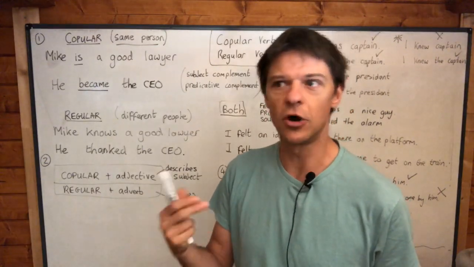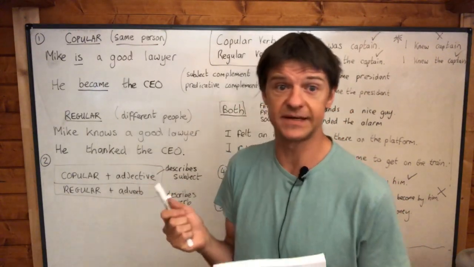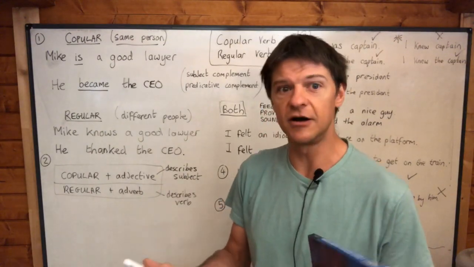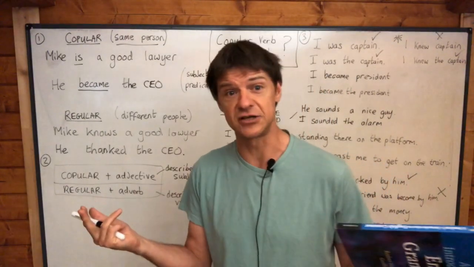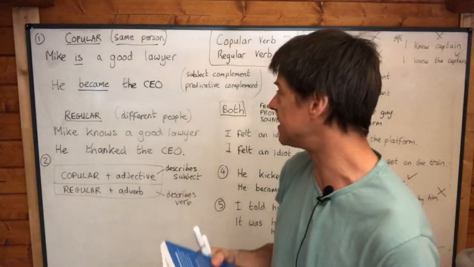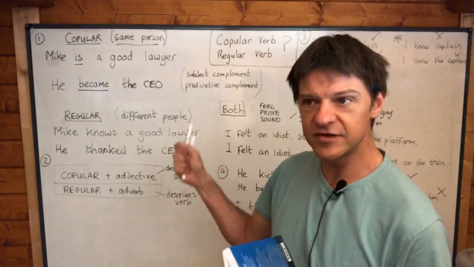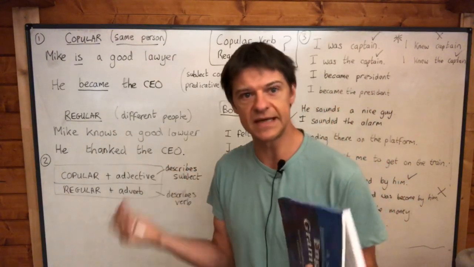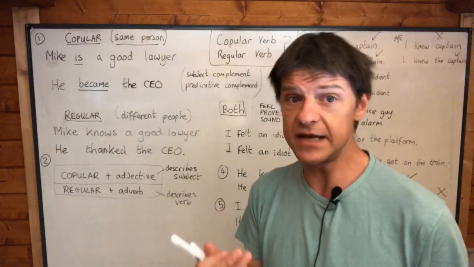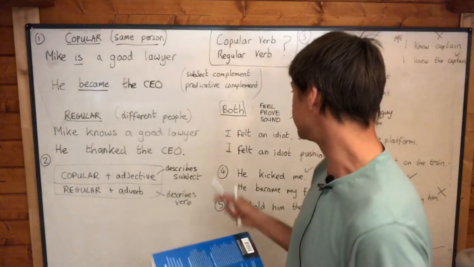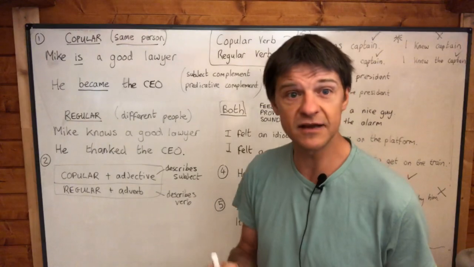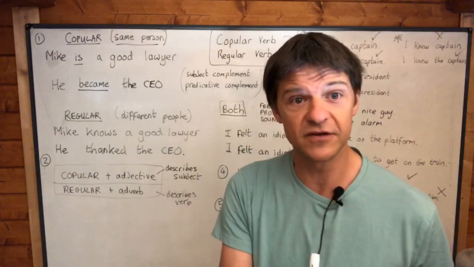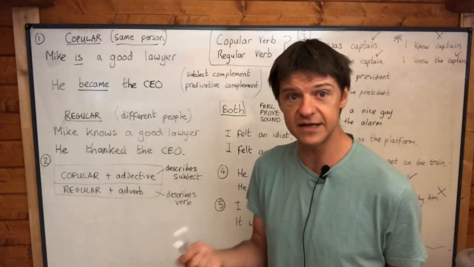The most common copular verb that we'll be looking at quite a bit today is the verb to be, and it's such a common verb, it's in almost every English sentence, so it's well worth knowing about. But you get other copular verbs like become, seem, get, feel, and the really confusing thing is that some copular verbs like feel can be regular verbs as well. It depends. In some sentences they'll be copular verbs, and in other sentences they'll be regular verbs.